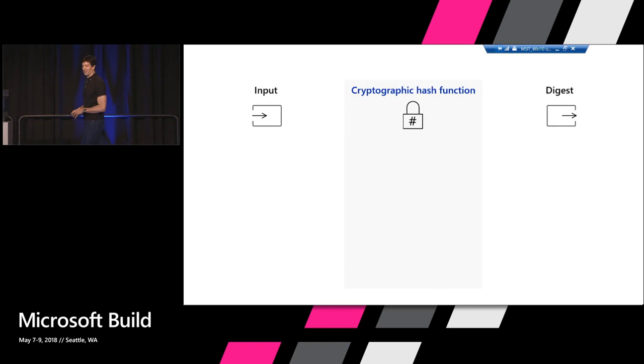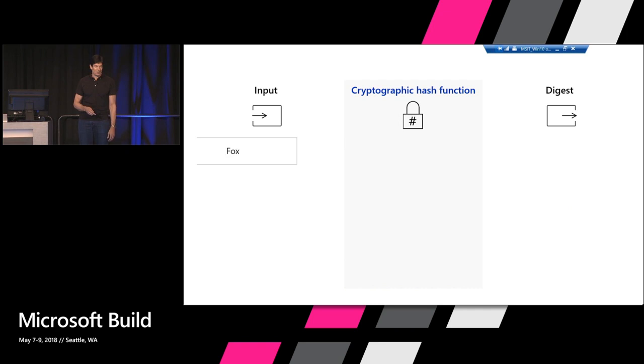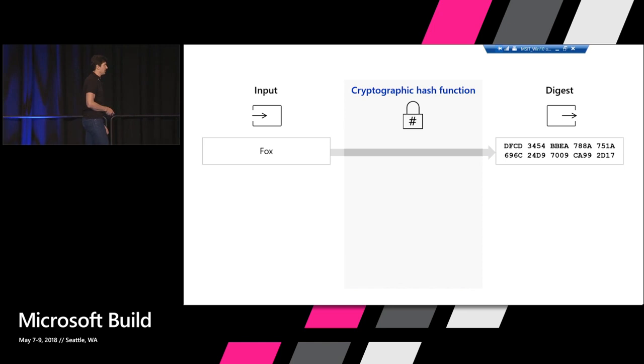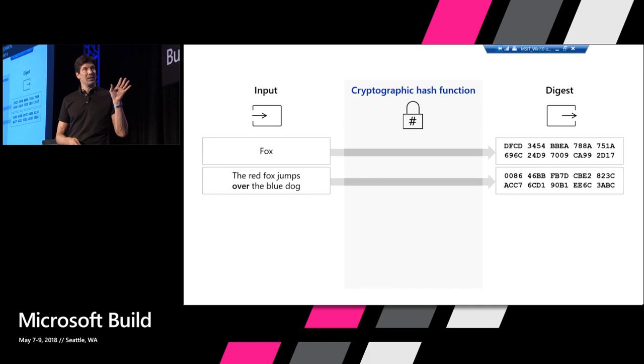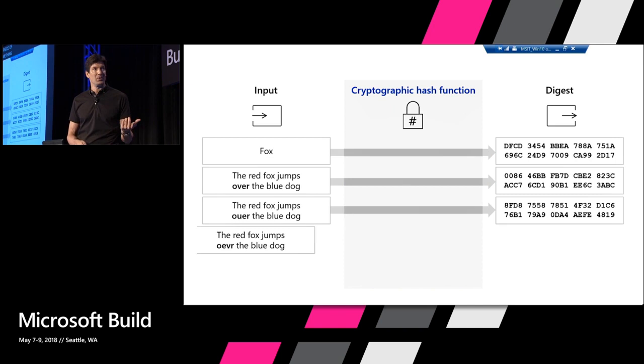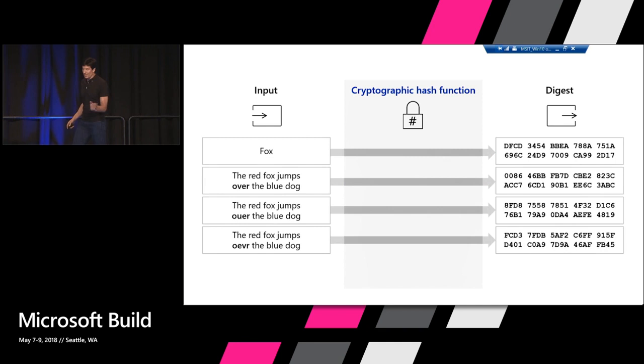Let's take a look now at a little more of the technical details behind what a cryptographic hash function, like a SHA-256 hash, looks like. You take the word fox, you hash it, and you get the digest. A slightly different piece of text hashes to something completely different, and the digest is the exact same length. You change just one small thing, V to U, and you get something completely different. You switch the order of the letters, and you get something completely different. That's the characteristic of a hash. You can uniquely identify any piece of data using its hash.